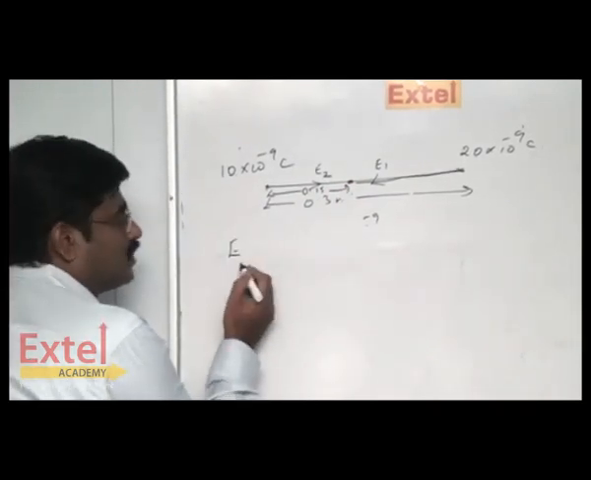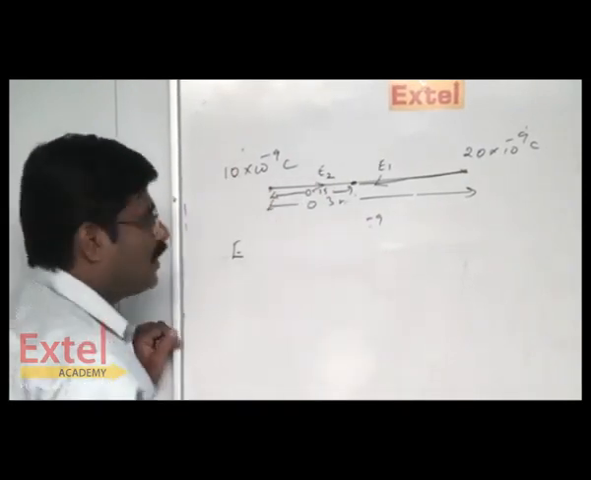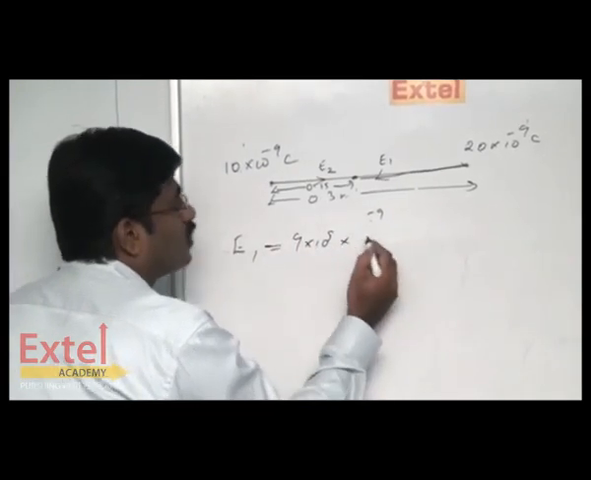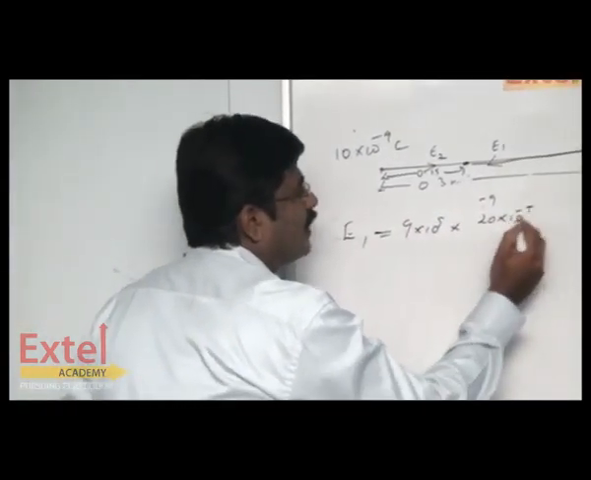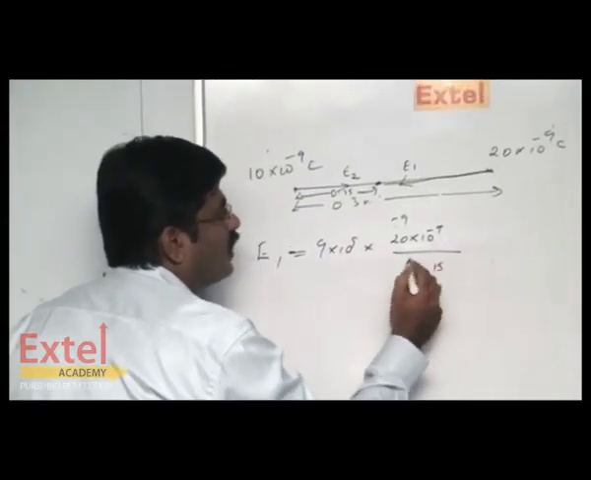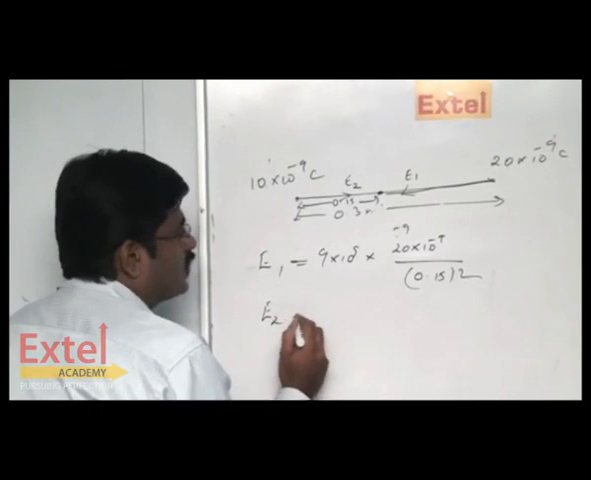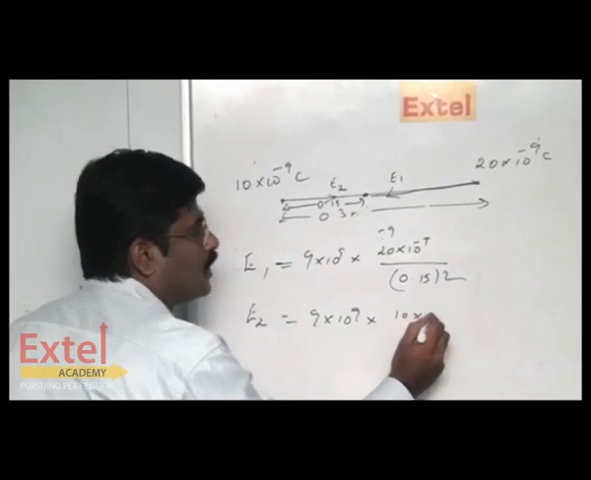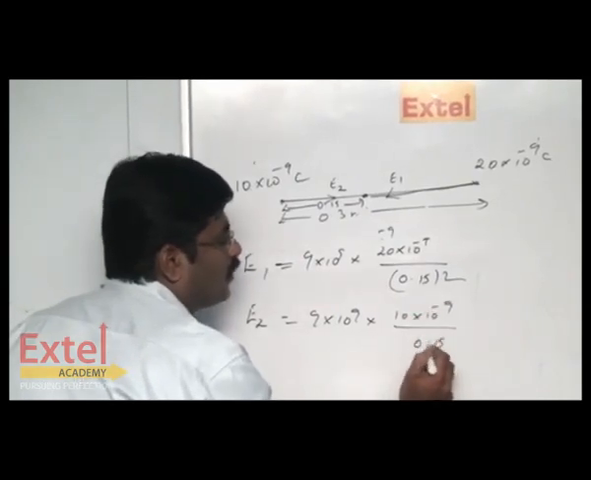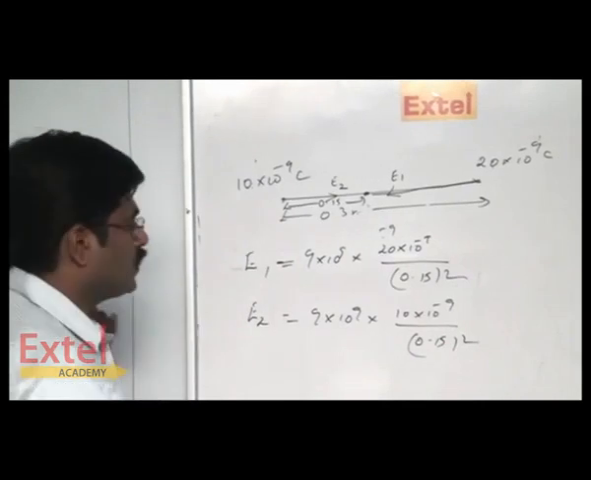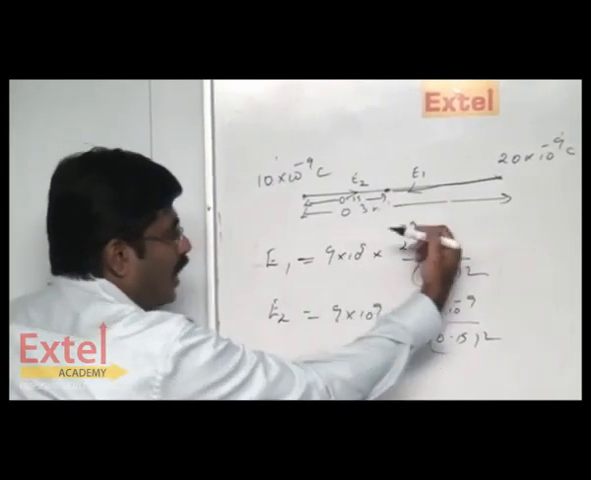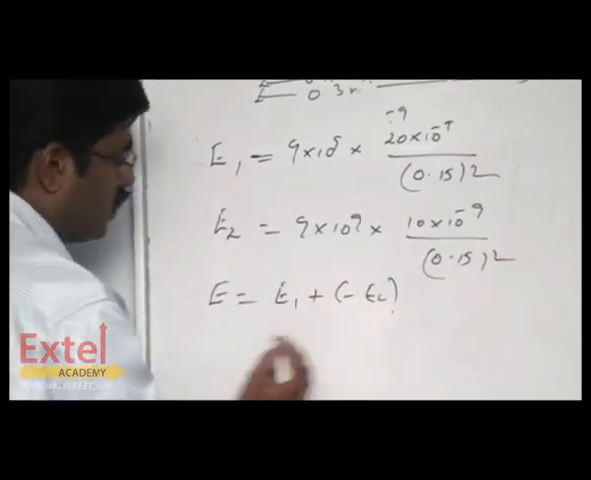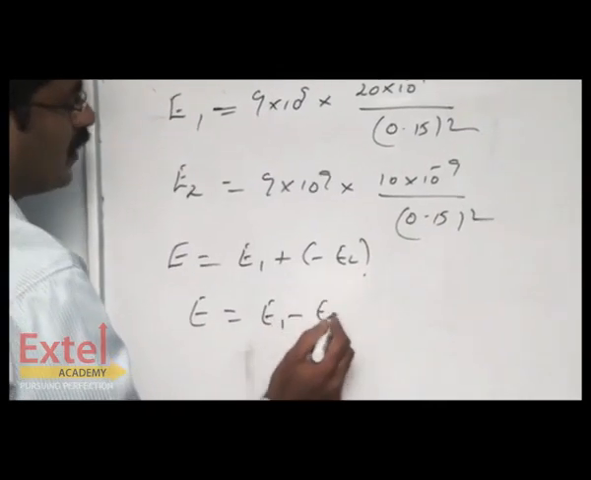So what is the electric field expression? E is equal to 1 by 4 pi epsilon naught Q by R square. So E1 is equal to 9 into 10 to the power 9 into 20 into 10 to the power minus 9 by R square, 0.15 square. What is the electric field offered by this particular charge? 9 into 10 to the power 9 into 10 into 10 to the power minus 9 by 0.15 the whole square. Now since the electric fields are opposite, the net electric field E is equal to E1 minus E2.